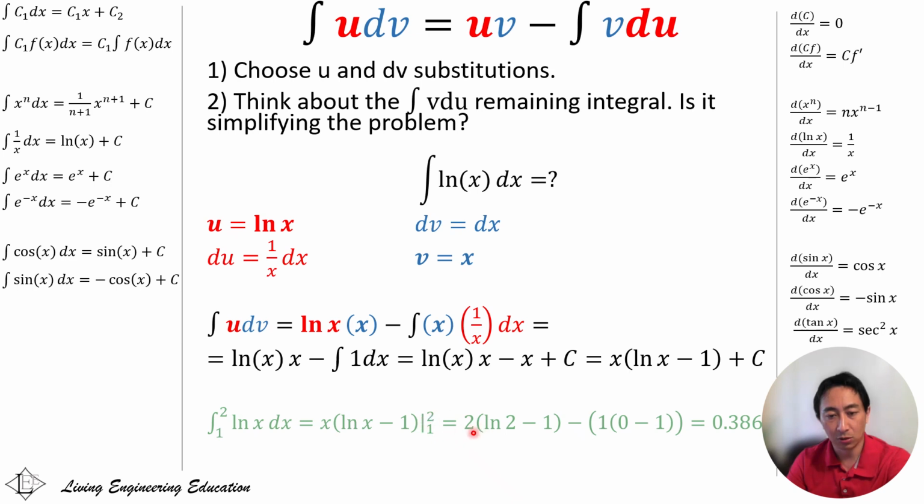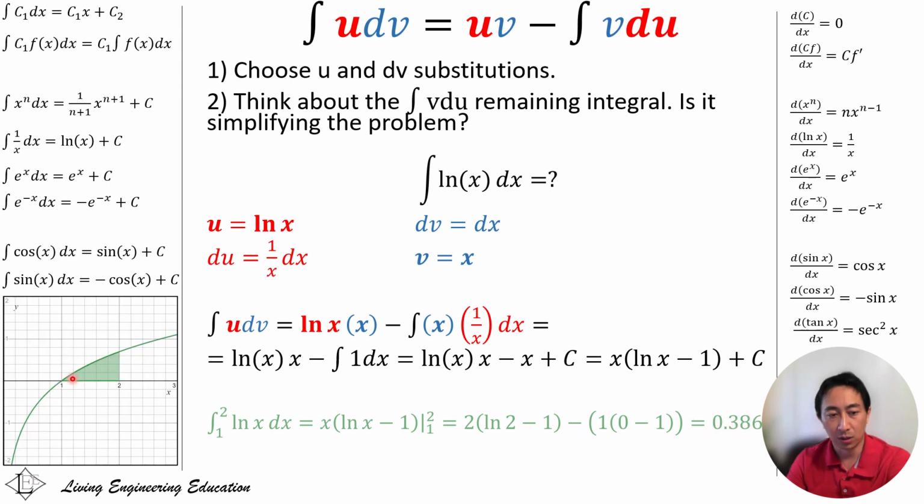So upper limit 2 times natural log 2 minus 1, minus the lower limit 1 times natural log 1, which is just 0, minus 1, and we get our integral. And this is the graphical form of it, right? So we're going to repeat this process for another example problem that's slightly more complicated, and we'll keep progressing from there to show a variety of examples.